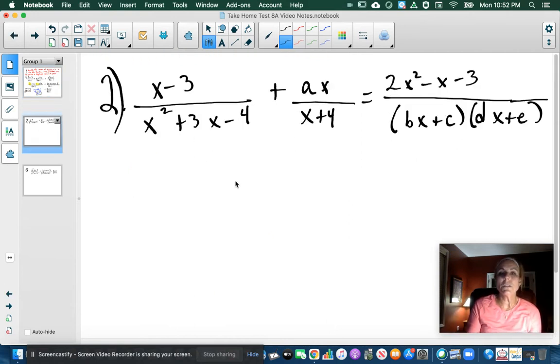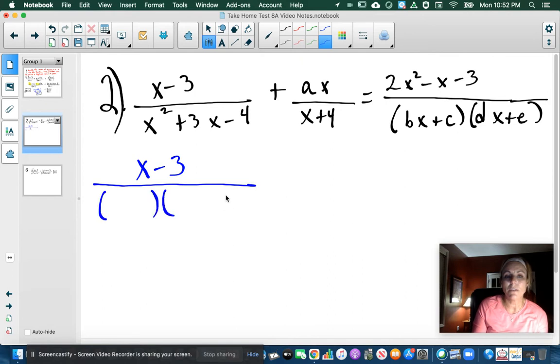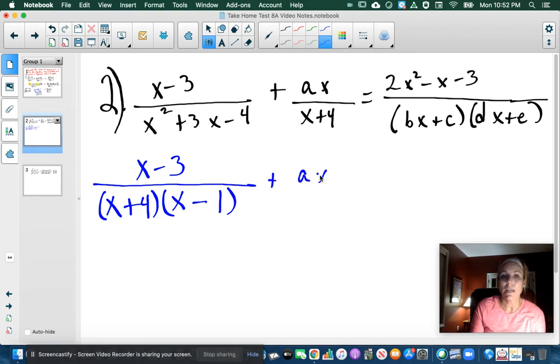Now, number 2 is a little trickier because we have to decide what the common denominator is, because there isn't one initially. So the first thing I'm going to do is factor the denominator. So we have an x and an x. 4 times 1 is 4. The negative goes to the 1. The positive goes to the 4, because they have to multiply to a negative 4. And when you add them, you add to 3. Plus ax over x plus 4.